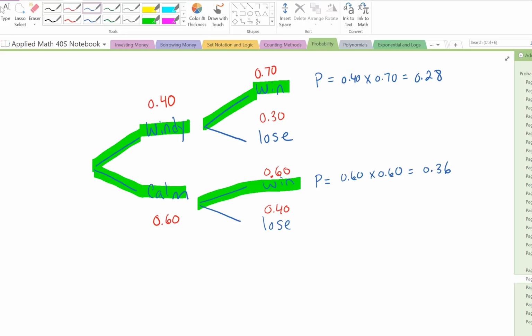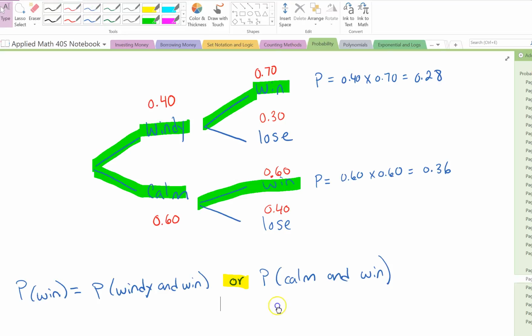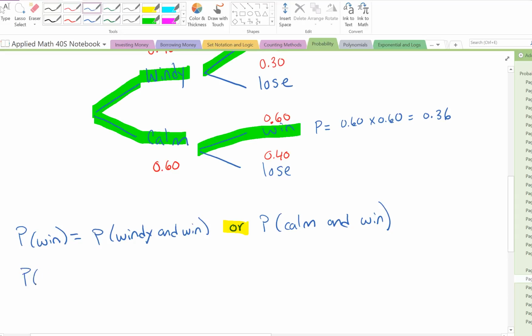Let's write that out. So we've already figured out those two probabilities. That would be 0.28 plus 0.36 to give us a probability of 0.64 or 64%.